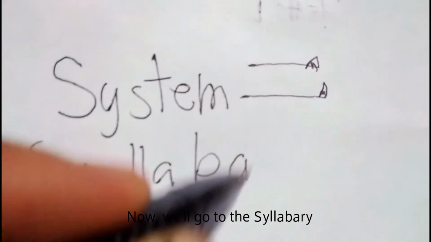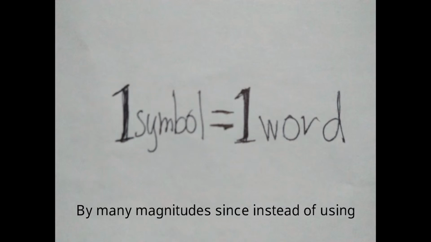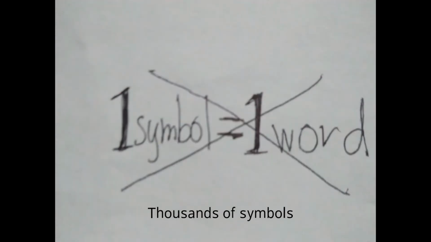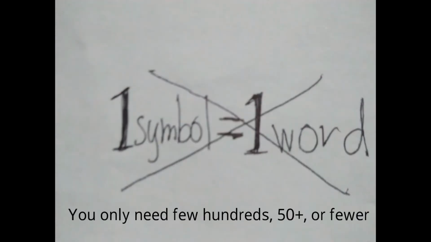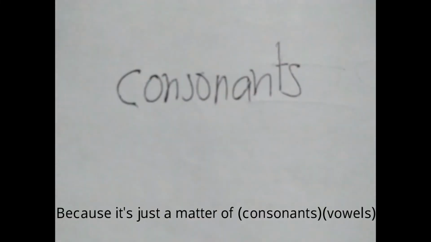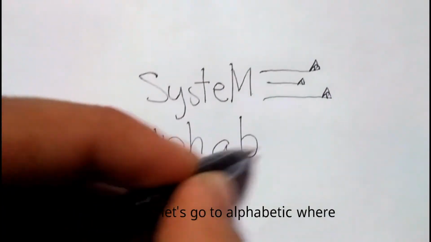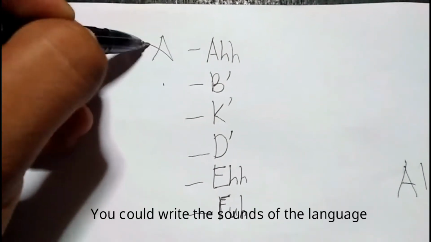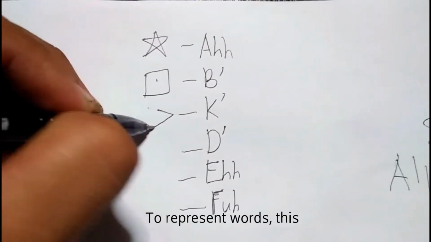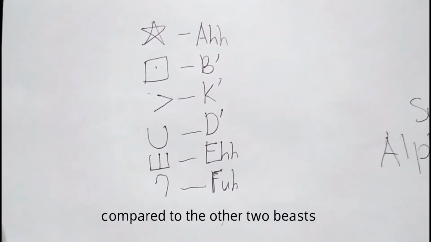Now, we go to the syllabary. It is much easier than the first type by many magnitudes, since instead of using thousands of symbols, you only need a few hundreds, 50 plus, or fewer, because it's just a matter of the number of consonants times the number of vowels. And now, let's go to alphabetic, where you could write down the sounds of the language to represent words. This is the easiest compared to the other two beasts.